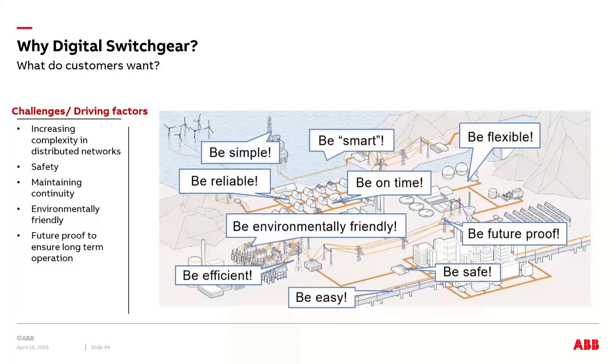That is because every year, as time goes by, the complexity in distributed networks is increasing. We're adding more sources, we're adding two-way communication, and we're adding so many things because the demand is increasing and the technology is also flourishing. So as time goes on, you need to adapt to the changing environment and still be reliable and maintain the continuity of the network. So it should be on time.